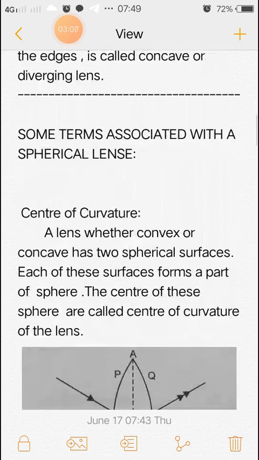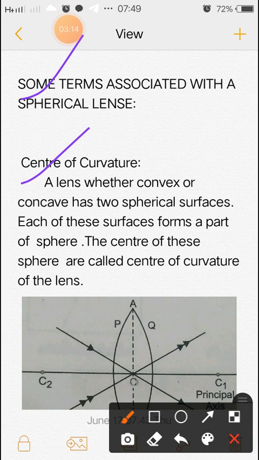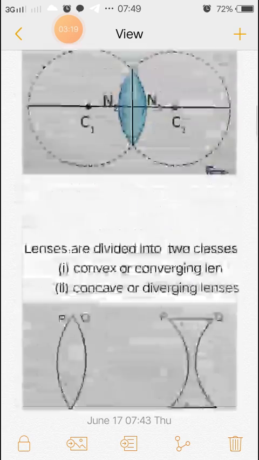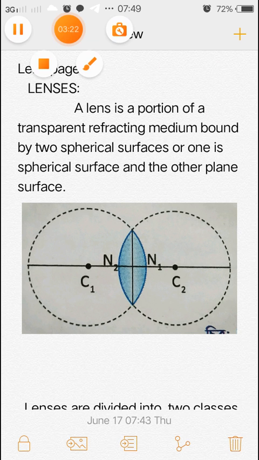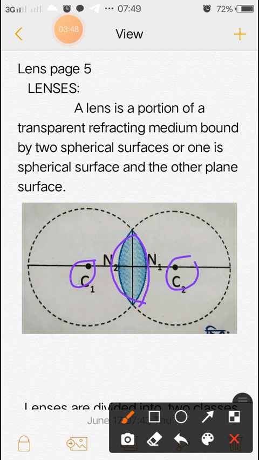Some terms associated with lenses. Center of curvature. This is the center of curvature. For this portion the center of curvature is C1, and for this portion the center of curvature is C2.